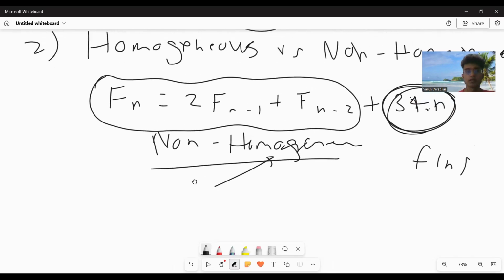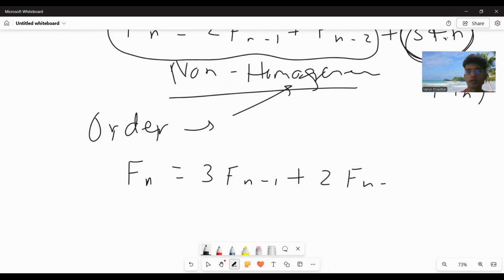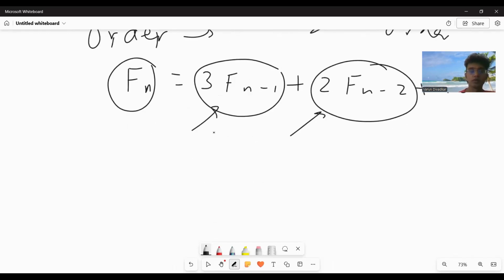And then the third thing we have to discuss is the order of the recurrence relation. So, for example, you have f of n equals 3f of n minus 1 plus 2f of n minus 2 plus 10. All right. So this is a second order recurrence relation because the current term depends on the previous two terms. So that's a second order recurrence relation.